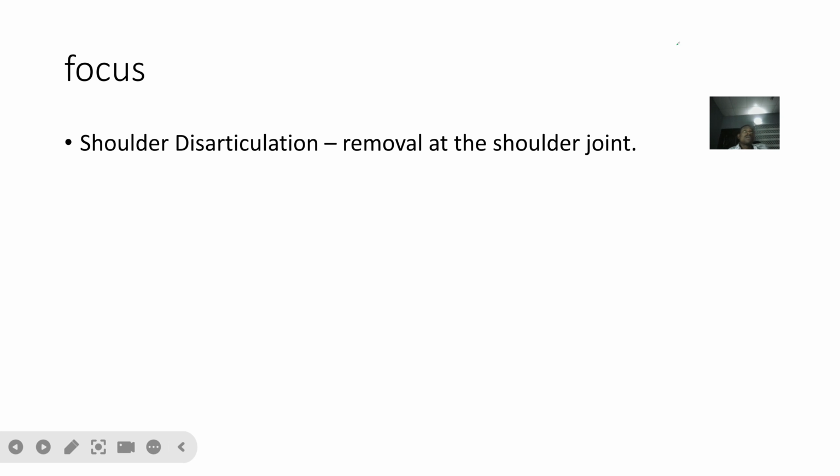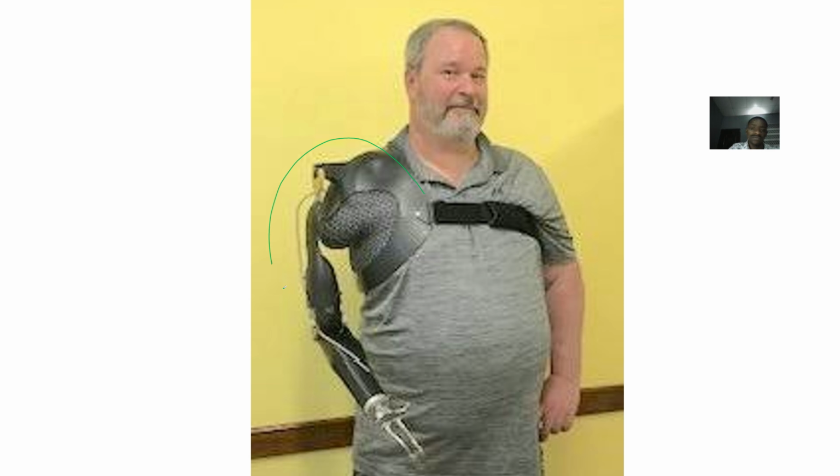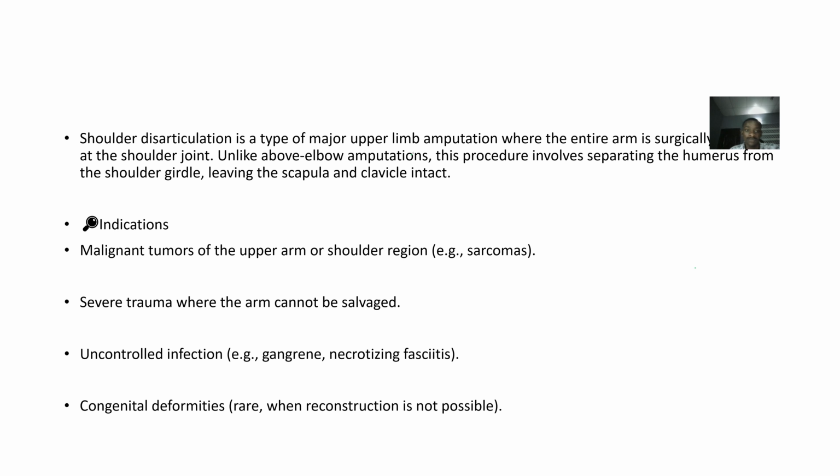How will I put this? Amputation, but this type of amputation we can say is a radical. Okay, it's a radical type of amputation. So it's a type of a major. You can say radical or major. Radical and major is the same thing, you know. So it's a major upper limb amputation. The entire arm is surgically removed, and this is at the level of the shoulder joint. You understand? So everything out.